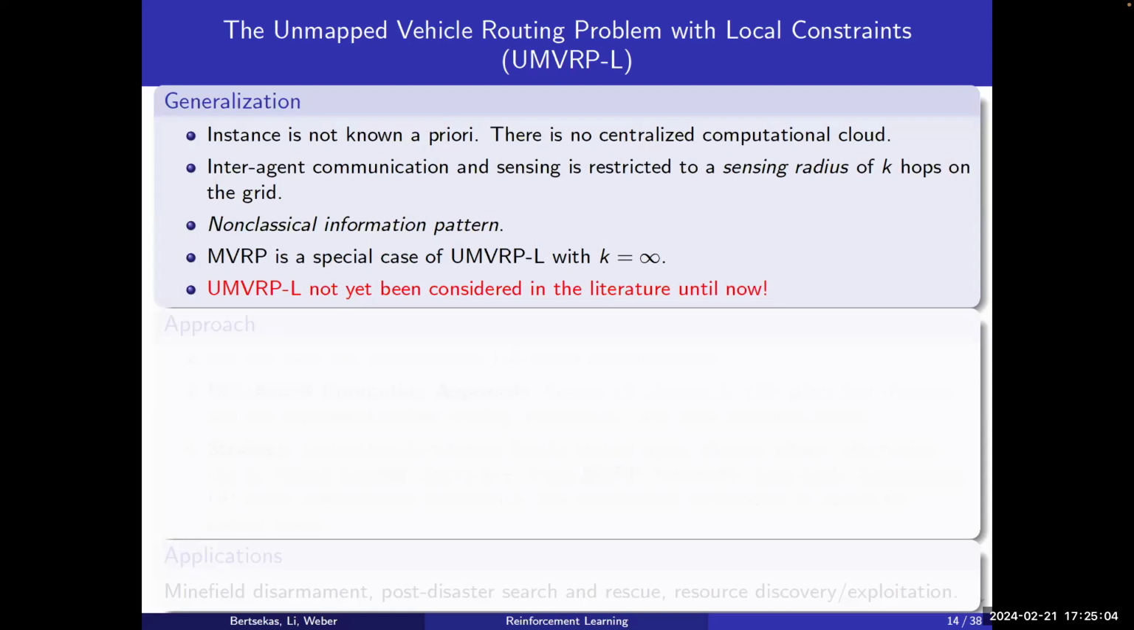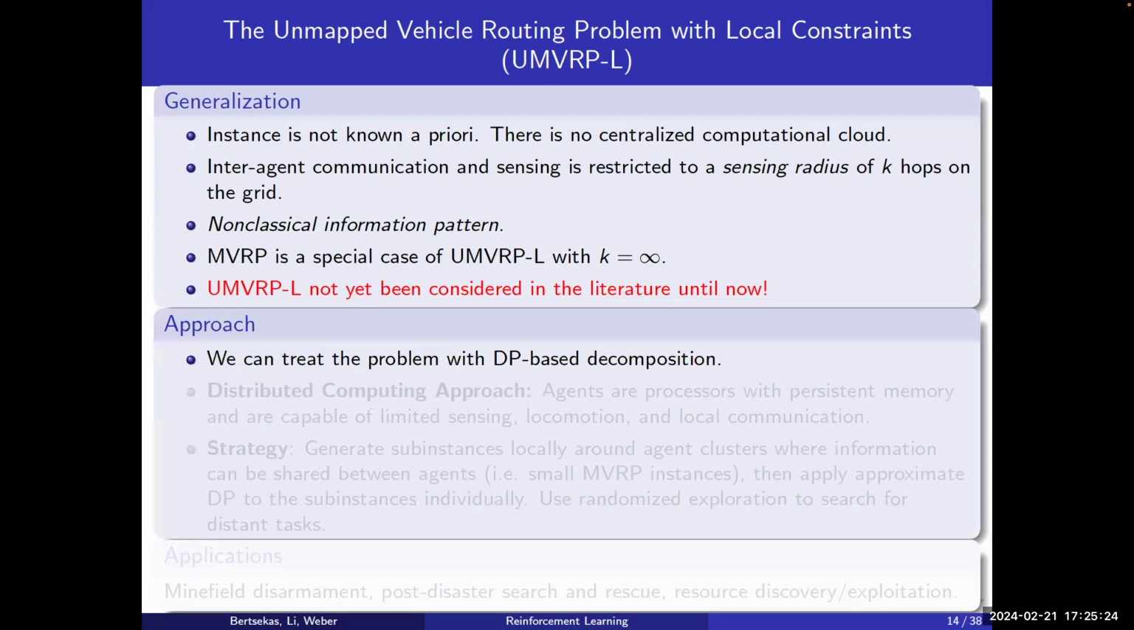So they can't communicate with each other unless they're within k hops, that's right. So they can only see other agents that are within k hops, and therefore they can only communicate with other agents within k hops. Let me get to the computation part of that, because obviously some kind of computation has to be done here. Okay, so our approach is like this.